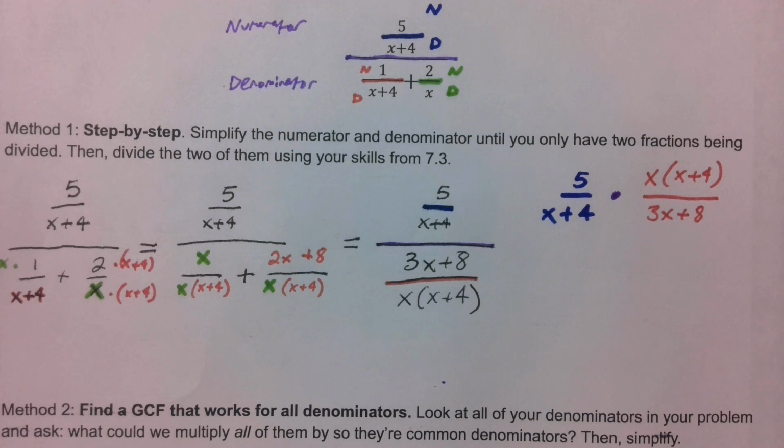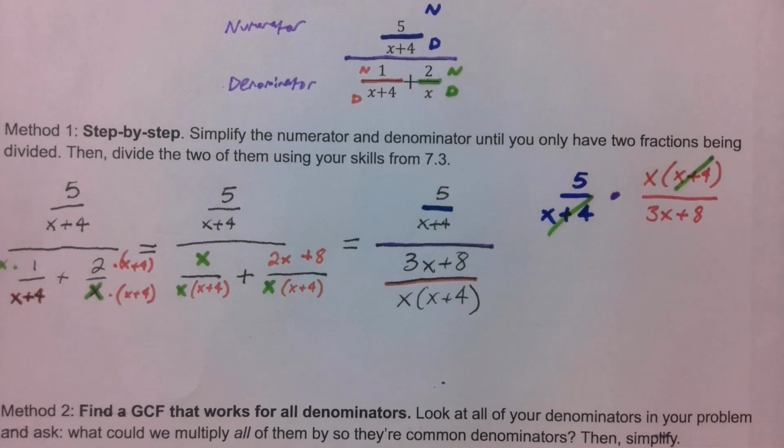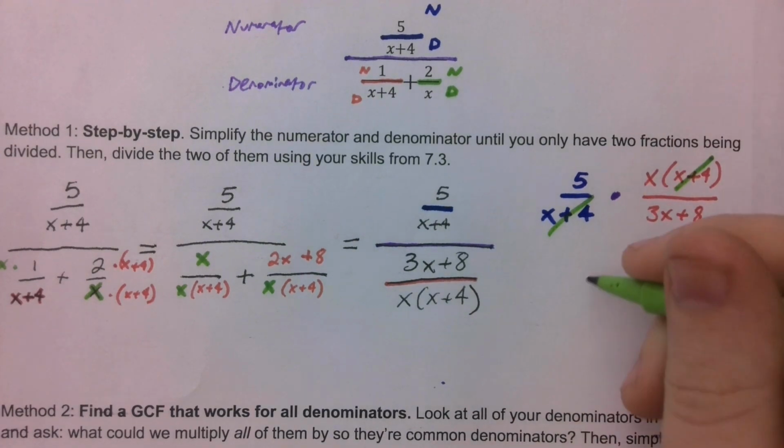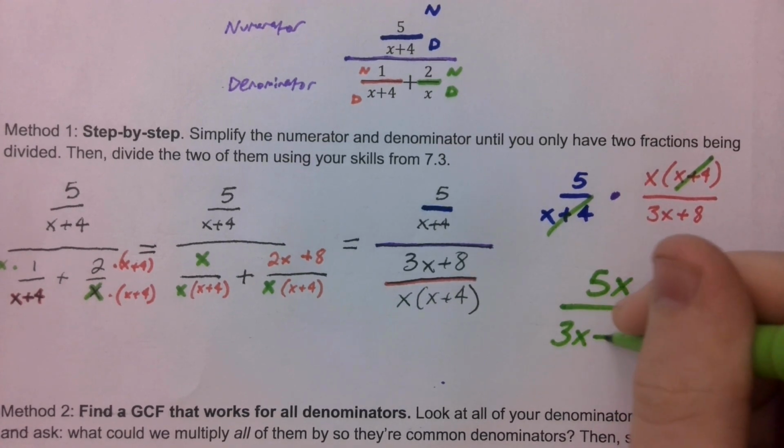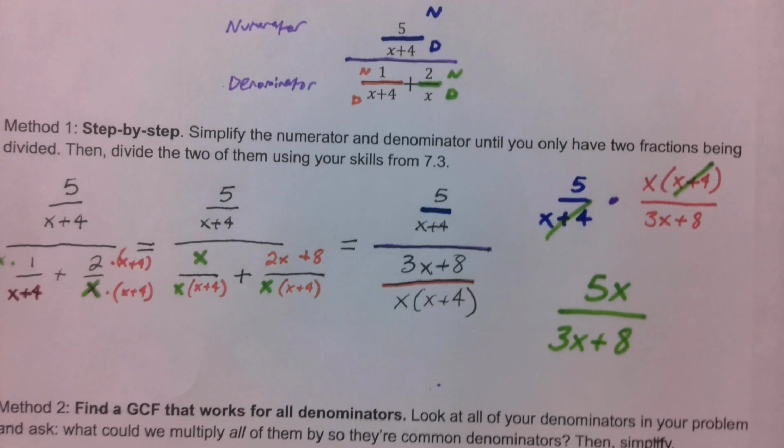And when we multiply, just like we did last section, we ask, what can be simplified? There's only one thing that can be simplified here, folks, and that's the x plus 4s. So we cross them off, and our final answer is 5x over 3x plus 8. Done.